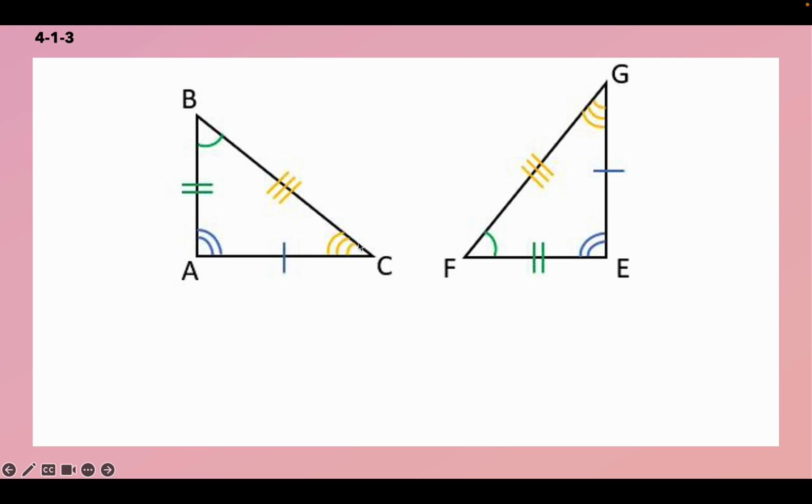Check out BC. BC has three lines on it, and FG also has three lines. They are saying that BC is congruent to FG.